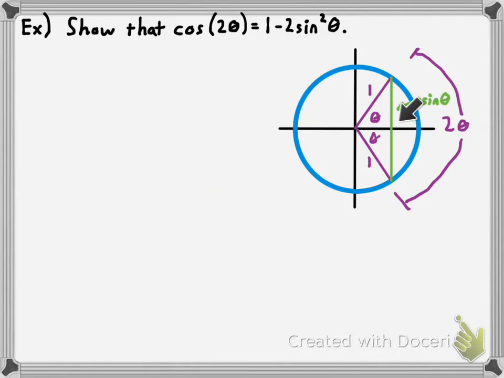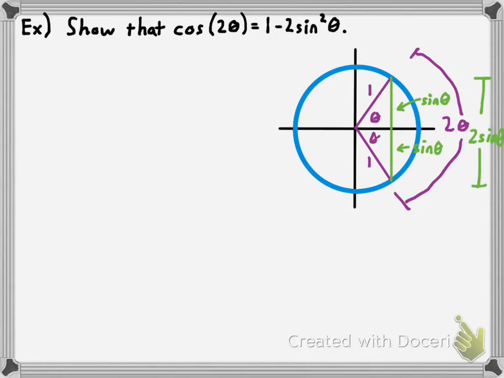Because that's just the vertical distance to where that radius intersects the unit circle for an angle theta in standard position. All right, we just reflected that point in the x-axis to make this point right here, so that means this distance is also equal to the sine of theta. And so I can say that the entire third side of the triangle is equal to 2 sine theta.